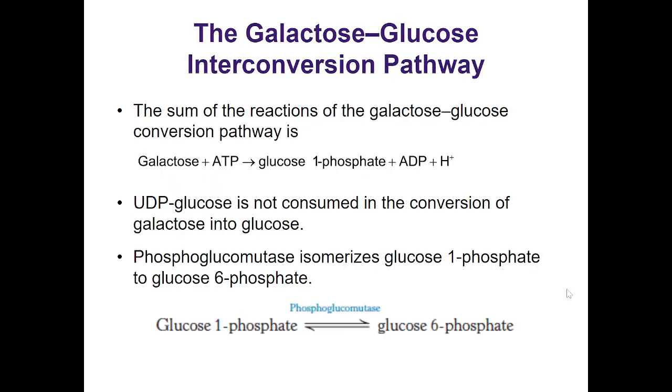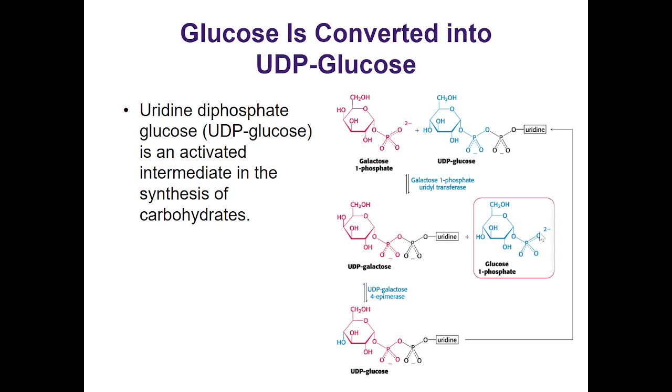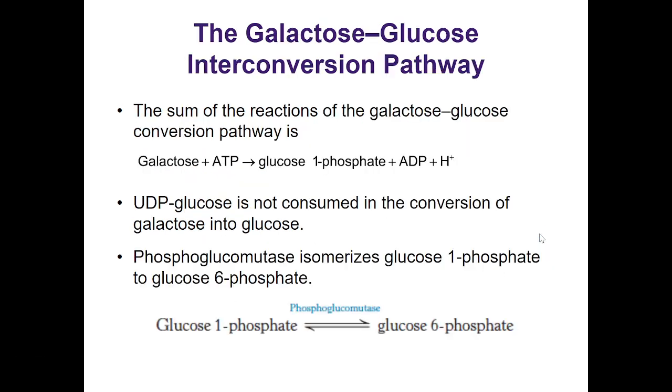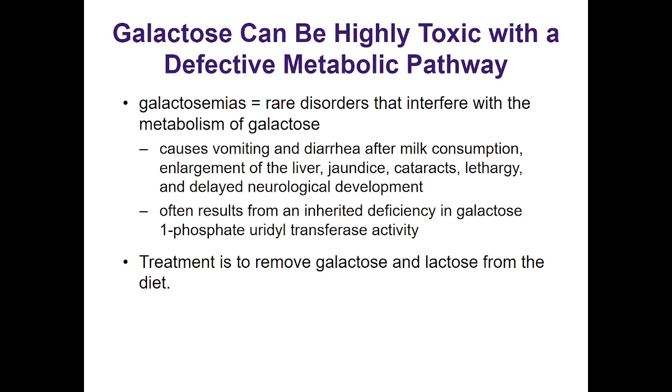Okay, so phosphoglucomutase is what isomerizes the glucose 1-phosphate to the glucose 6-phosphate that actually gets plugged into glycolysis. So this is going to feed into glycolysis here. That's the glucose 1-phosphate from right there. And again, that's a phosphoglucomutase, mutase meaning rearrangement, right? We're rearranging the phosphate. The galactosemias are going to be rare disorders that interfere with the metabolism of galactose.